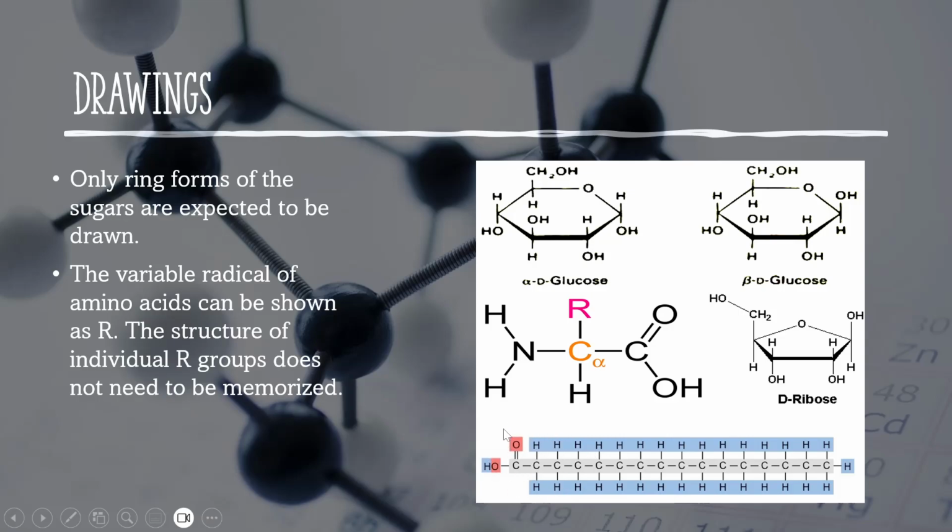This is also the general form of what a lipid will look like. It's just really long hydrocarbon chains, H at the end, and this carboxyl group at the beginning.